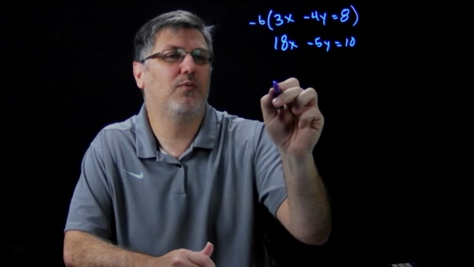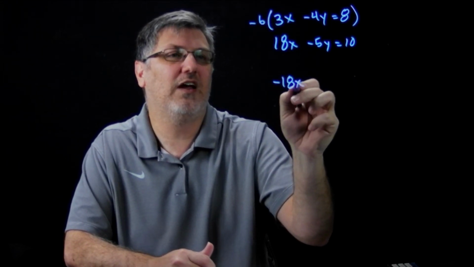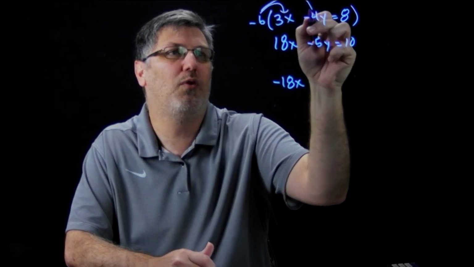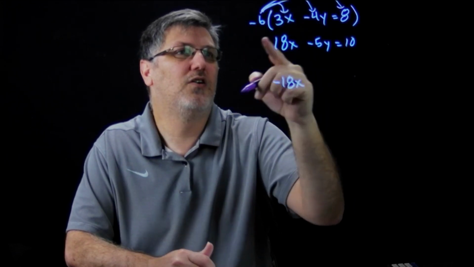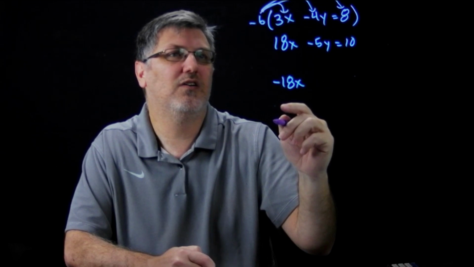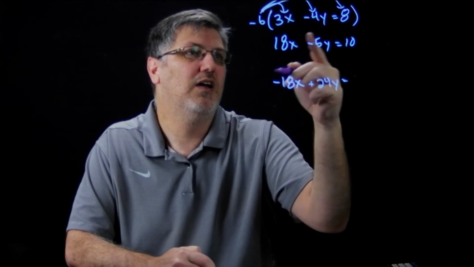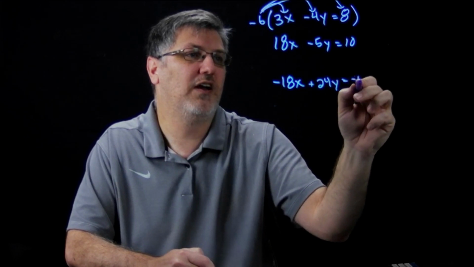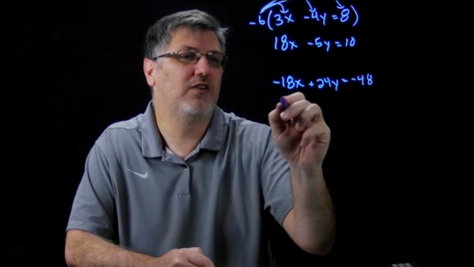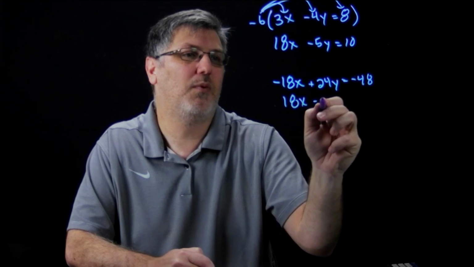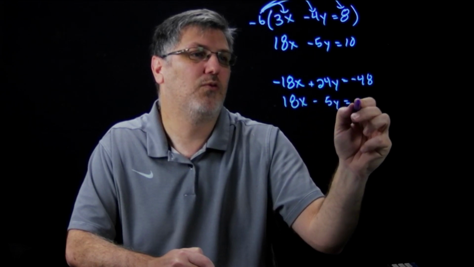So my equation becomes negative 18x. Now we have to multiply it all the way through. Let's see, negative 4 and negative 6 gives me a positive 24y. And then negative 6 and 8 gives me a negative 48. I'm going to rewrite the second equation of 18x minus 5y equals 10.